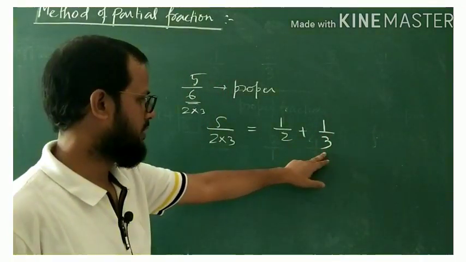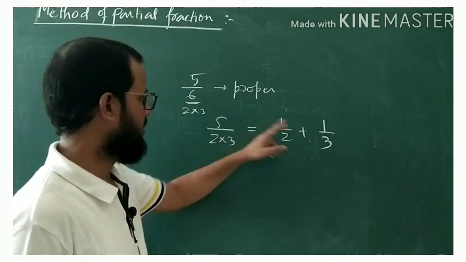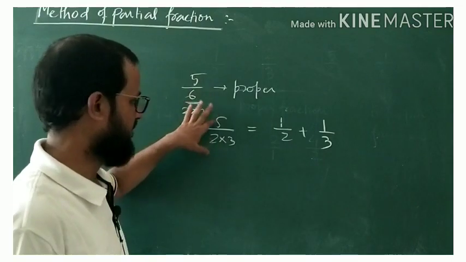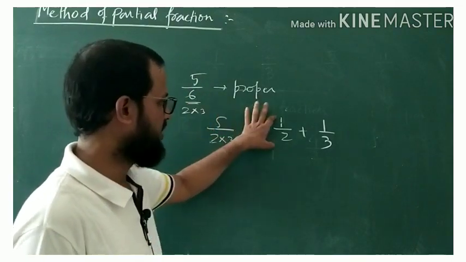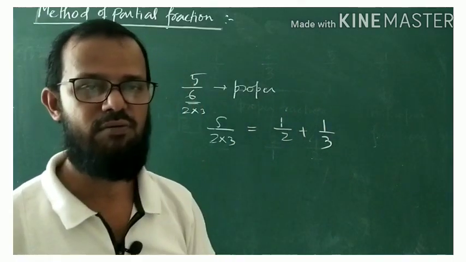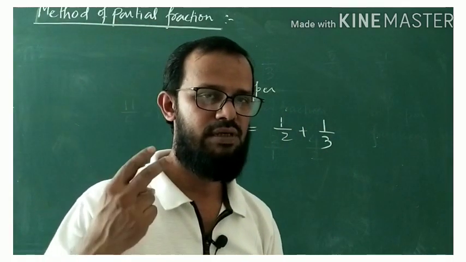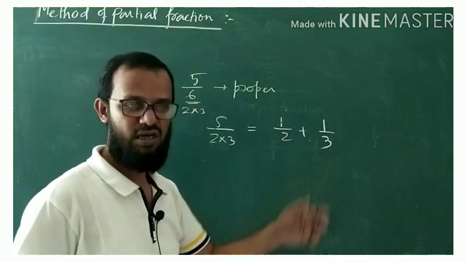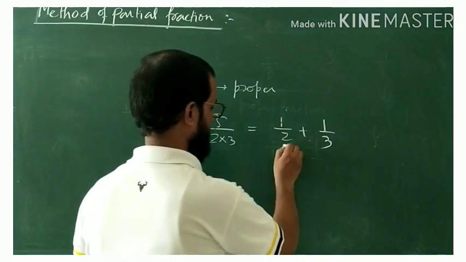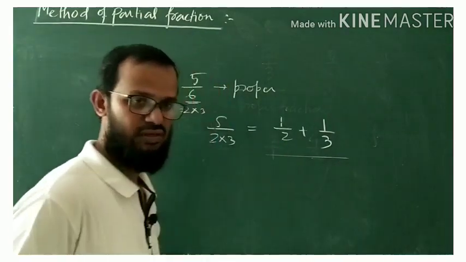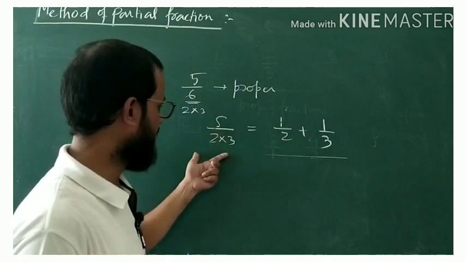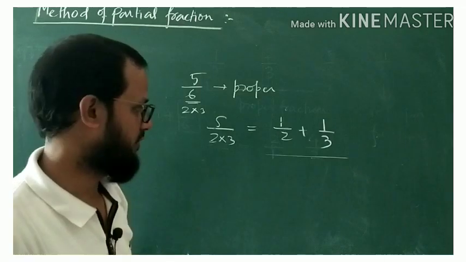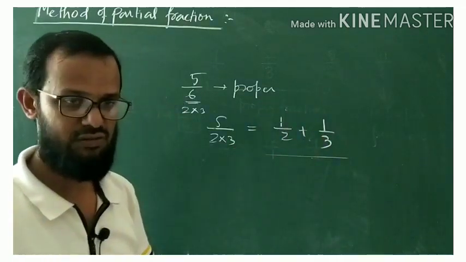2 into 3 is equal to 6, and the numerator will be 3 plus 2 equal to 5. So this particular 5 by 6, a proper fraction, can be resolved into the sum of another two proper fractions, smaller ones, and these proper fractions are called partial fractions. This means this proper fraction can be resolved into partial fractions. These are called partial fractions.